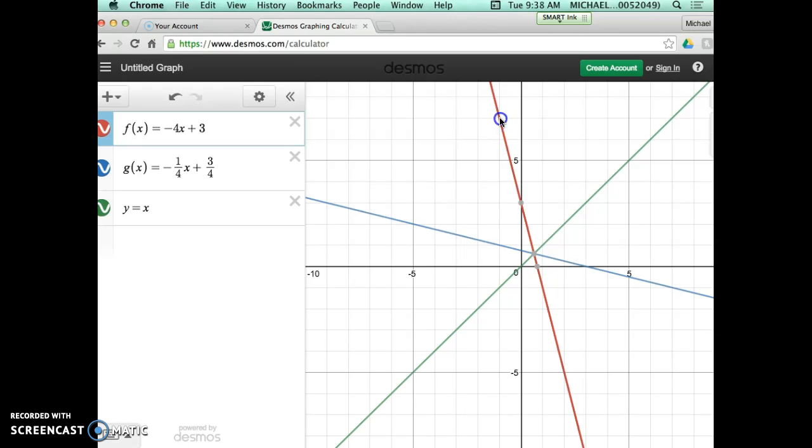let me click on it. Negative 1 comma 7. That's a whole number point. It's a point on the line. Negative 1 comma 7. Now, negative 1 is the x value. Negative 1 is the x value. There. 7 is the y value.